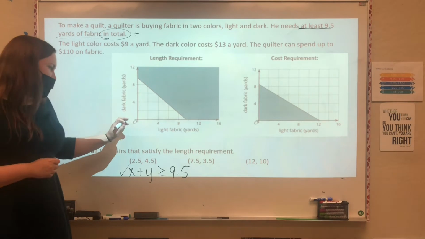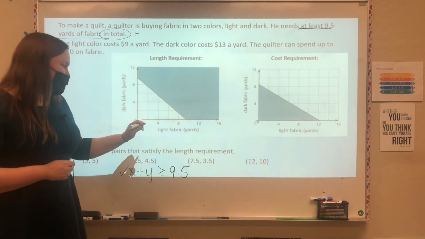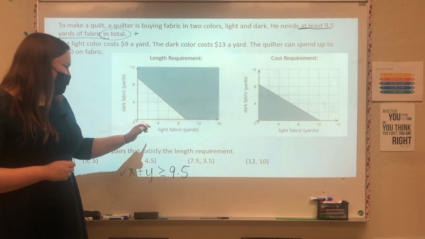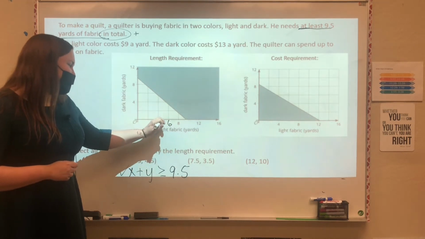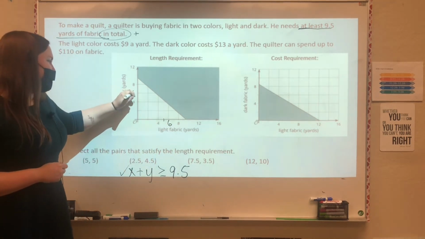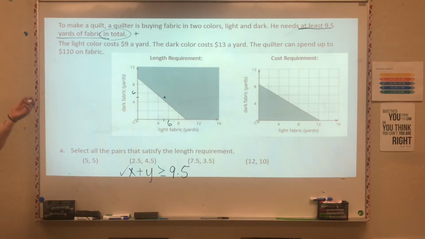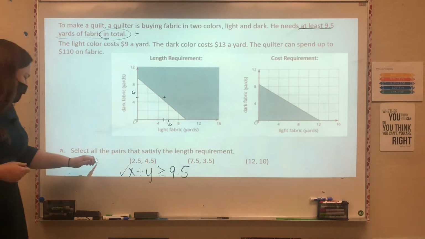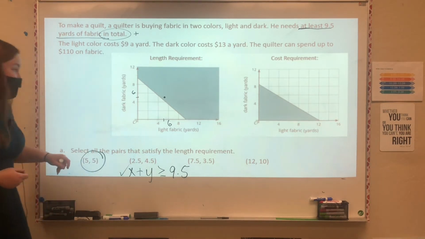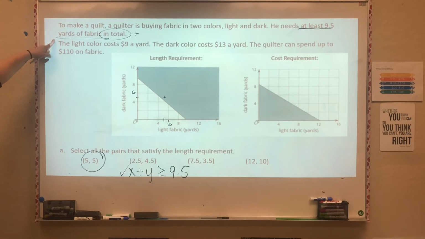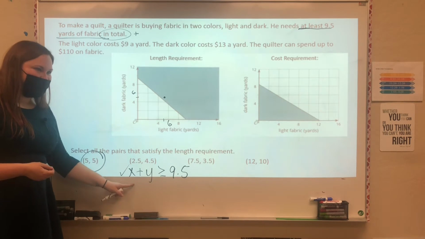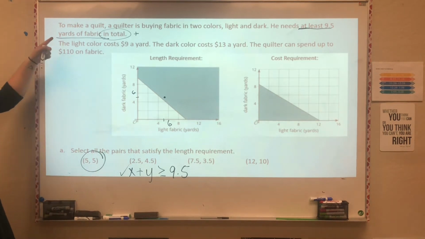Mm-hmm. So 5, where would 5 be? In between 4 and 6. Mm-hmm. Good. So 6 there, so 5's right there. And then same thing up here. 5 would be right there. So what do we see? It does satisfy the length requirement. Yep. So we could say this one satisfies. You could also go back up to the words up here. If he needs at least 9.5 yards, sounds a lot like what you were doing down here. We can just add them to make sure it's at least 9.5.